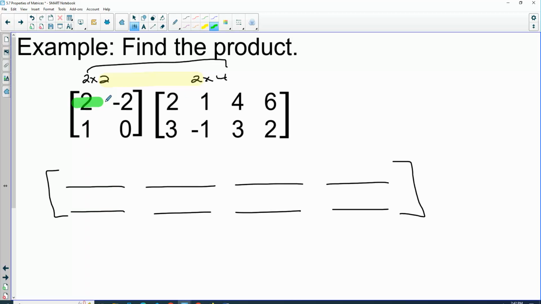So we start with the first row and we'll take it times each of our columns. 2 times 2 is 4. Negative 2 times 3, negative 6. 4 plus negative 6 is negative 2. And move down the columns. So 2 times 1 is 2. Negative 2 times negative 1 is 2. 2 plus 2 is 4.